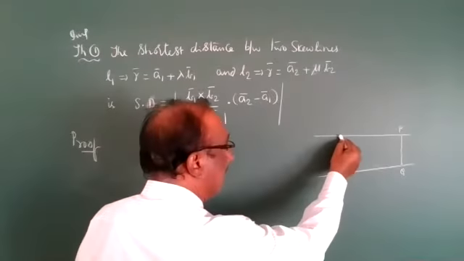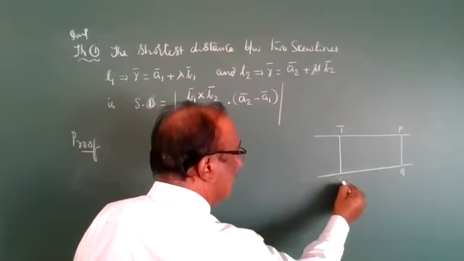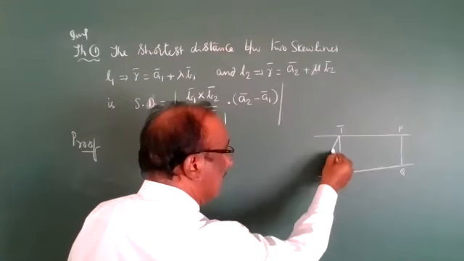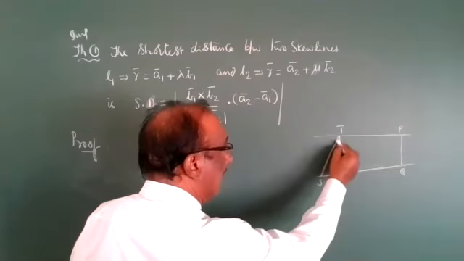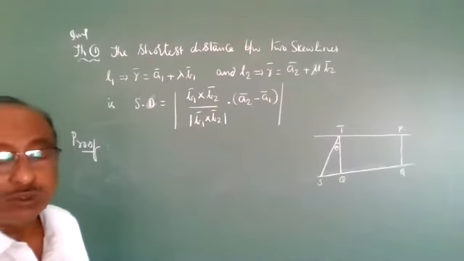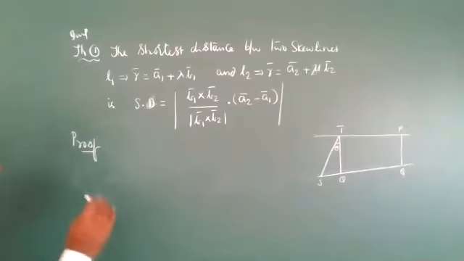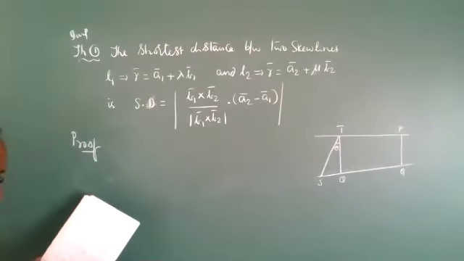So now I will draw one more. This is the PQ, same point I am taking. This is S. Angle between these two is theta. You should draw this one. First, whatever points are given, you should write down.